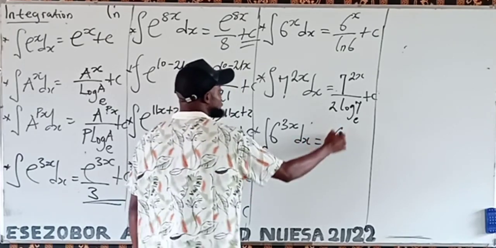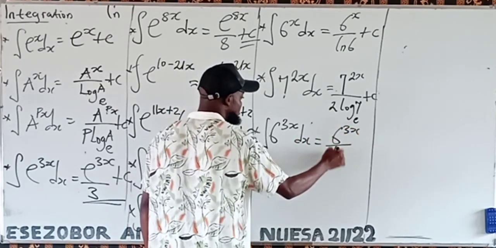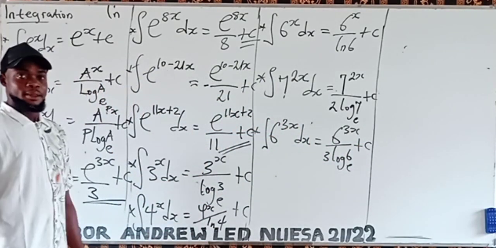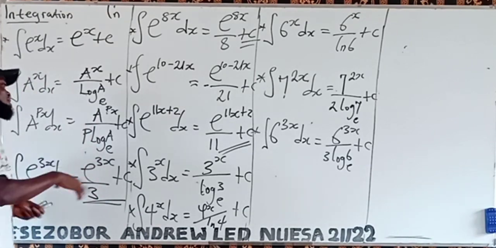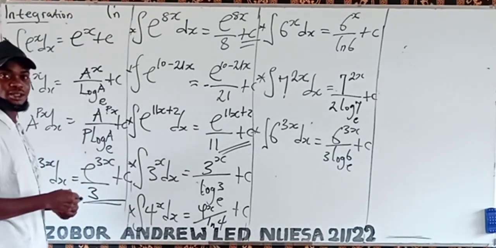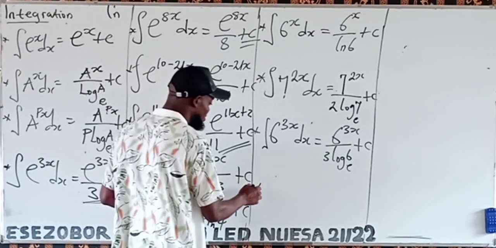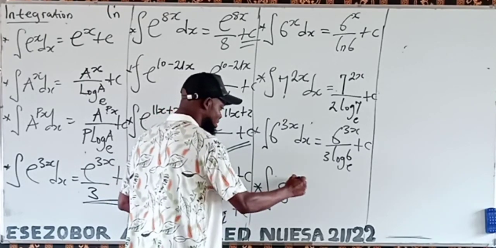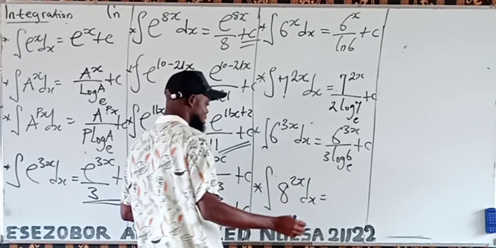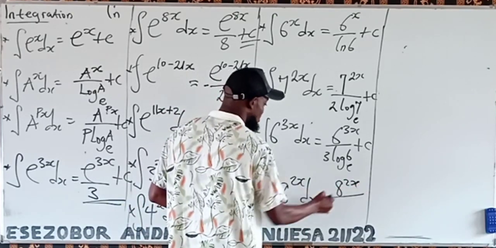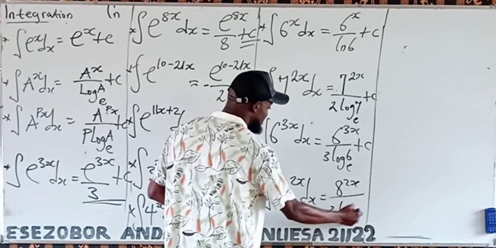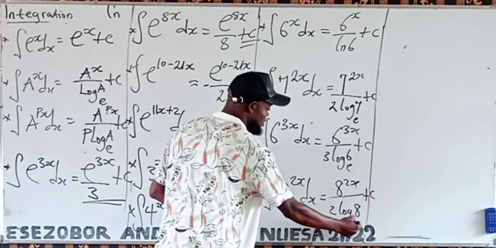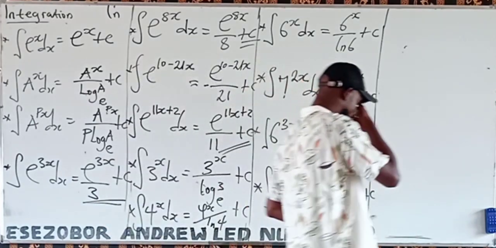So let's say we have integral 6 raised to power 3x dx. What becomes the answer? It becomes 6 raised to power 3x over 3 log 6 to base e plus c. You are just writing question, answer. This is how you roll in calculus. If you know you are doing that, this is how you roll. So we're going to have integral 8 raised to power 2x dx. What becomes the answer? The answer becomes 8 raised to power 2x over 2 log 8 plus c. You know that.